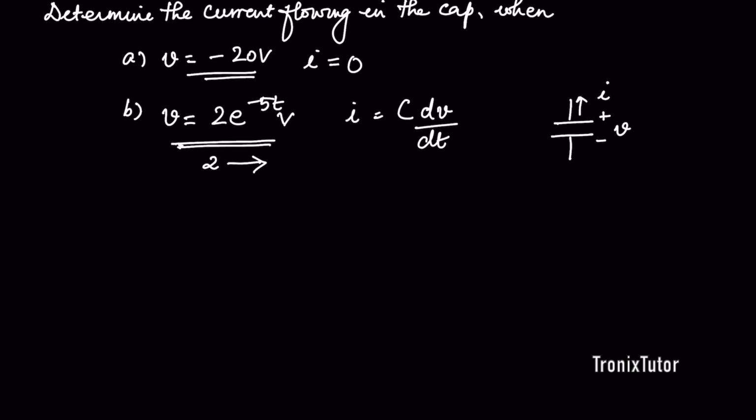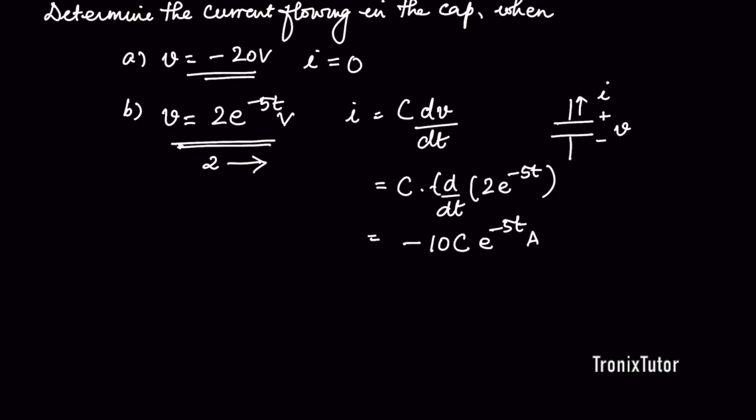So here, to find the current, I take C times d/dt of 2e^(-5t), which in other words is going to be minus 10C e^(-5t) amperes. So depending on the value of the capacitance, the current is going to be determined, right? What you see here is that this minus sign is essentially giving you an idea that the current is actually flowing out of the positive terminal of the capacitor, indicating that this capacitor is getting discharged.